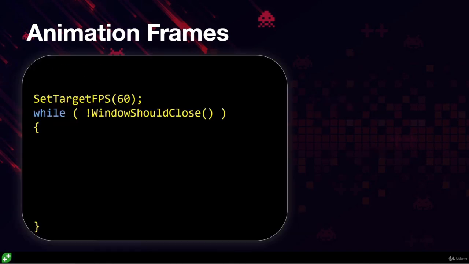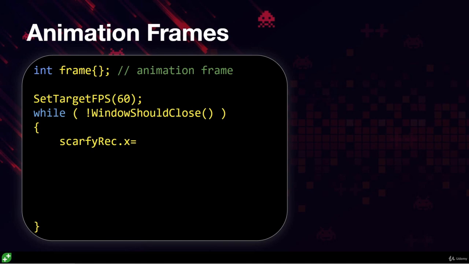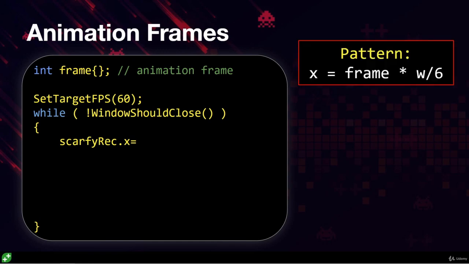Here's how it looks in code. We can keep an integer to keep track of which animation frame we're on. Let's call this frame and initialize it to 0. Now each frame of the while loop, we're going to update that rectangle. Remember, we called this rectangle ScarfyRec, and ScarfyRec has its own x variable. Now remember the pattern. X should be equal to the current frame times w divided by 6, or that width of Scarfy. Now we're keeping this width value in ScarfyRec as ScarfyRec.width, so we can use this in our calculation.